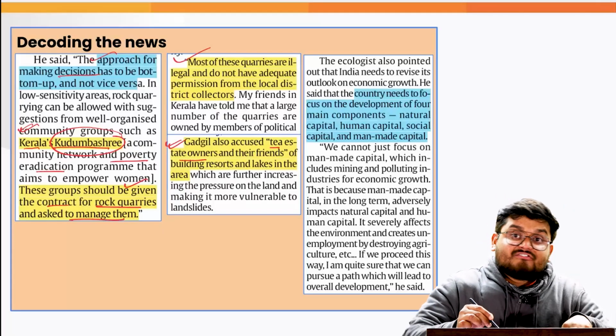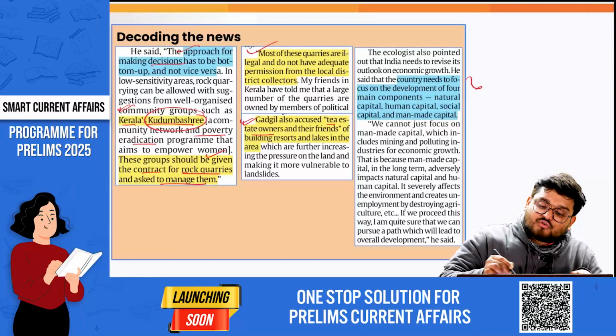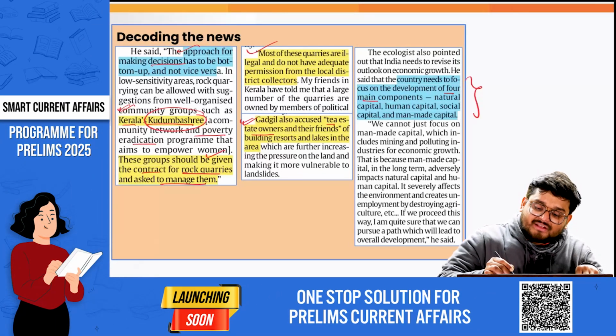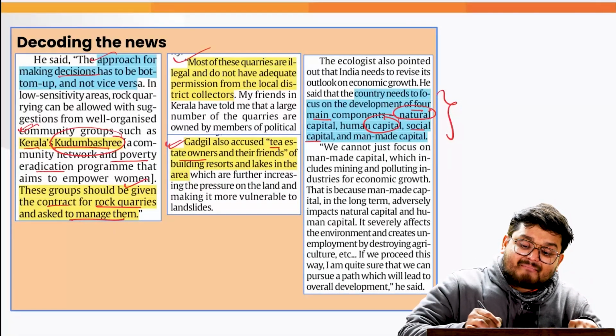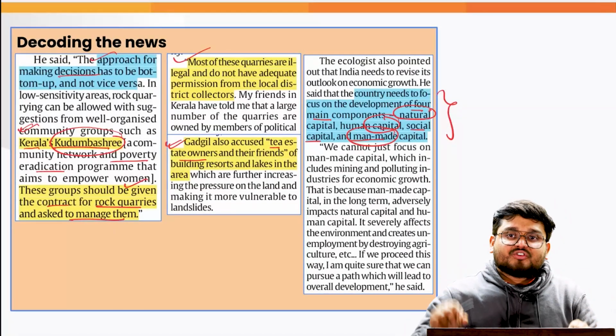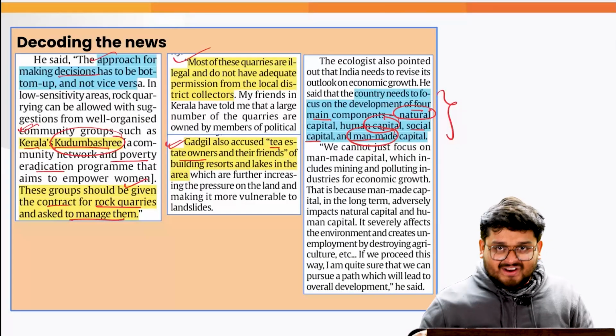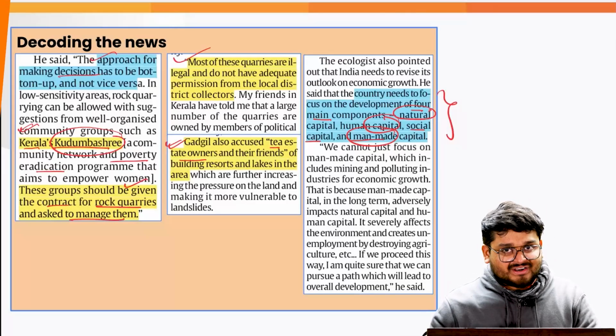And he also gave a very important message for us: that the country needs to focus on the development of four main components, that is natural capital, human capital, social capital and man-made capital. Brilliant words. So you can incorporate them in your answers, right? So we'll be moving on to the next one right now.